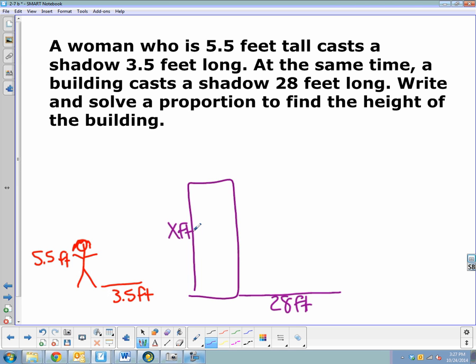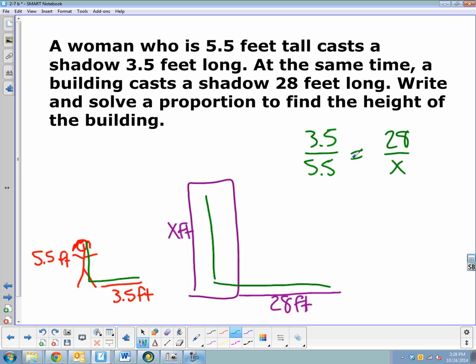All right, we can set up a proportion. Again, I'm going to go vertical over horizontal. Actually, I take that back. I'm going to do it the other way. Let's see what happens. I'm going to go horizontal over vertical. Why not? 3.5 over 5.5. Let's be crazy. We'll go horizontal over vertical. And then again, horizontal over vertical. I'm going to go 28 over x.